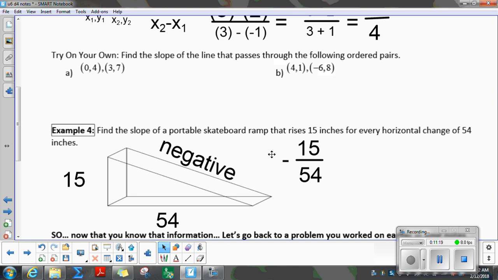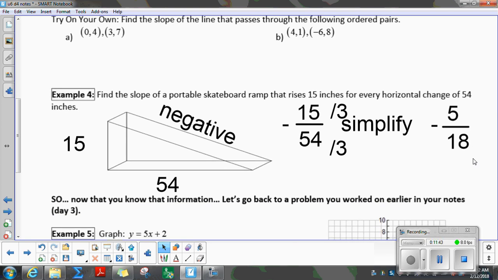Now, this is not simplified, so I must simplify it. 15 and 54 are both divisible by 3, so I go ahead and divide them both by 3. I still have that negative out front. 15 divided by 3 gives me 5. 54 divided by 3 gives me 18. That is in simplest form, so that is my answer. Negative 5 over 18. Alright?